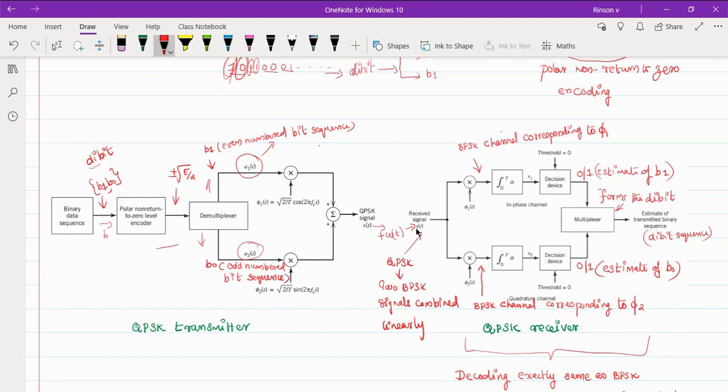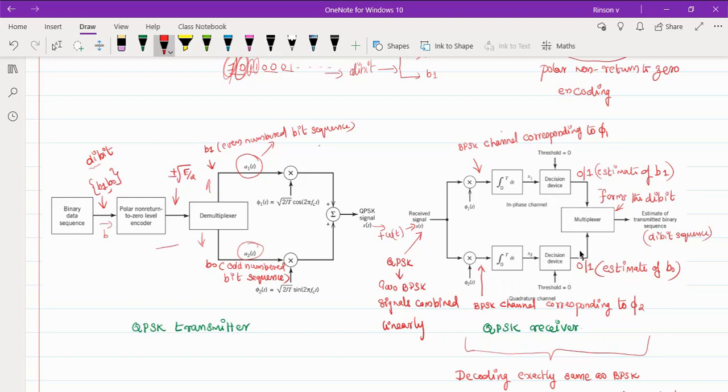So for that, what you need to do is, you have the received signal here, correlate with the corresponding bases. So this is the phi1 channel and this is the phi2 channel. So you will get x1 here and x2 here. This is an independent BPSK channel. So once you get to this position, you simply need to decide by comparing to the threshold 0. If this value is less than 0, decide it as 0. If this value is greater than 0, decide that as 1. If it is equal to 0, you can do a random decision.